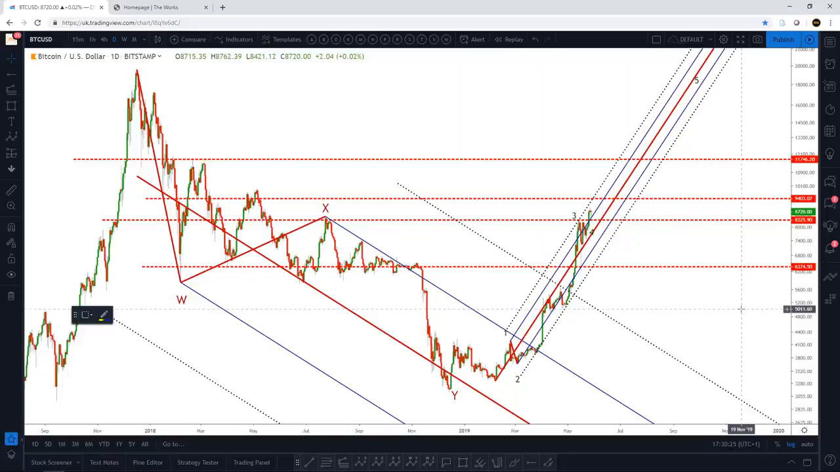Hey guys, this is Wave 618. It is the 29th of May 2019 and it's just gone 5:30 in the evening BST. So in today's video we're going to do an update on Bitcoin.